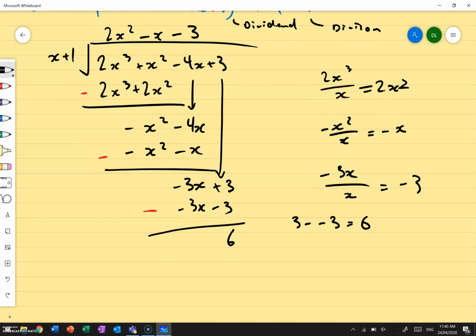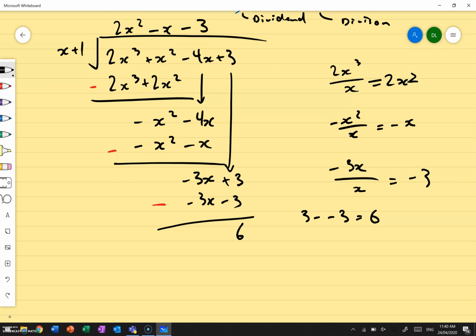So that's my remainder. So I know that when I divide it, this is my original question, my dividend: 2x cubed plus x squared minus 4x plus 3 is equal to my divisor, x plus 1, times 2x squared minus x minus 3. But also I have a remainder of 6, so I say plus 6. So that's how we do that.